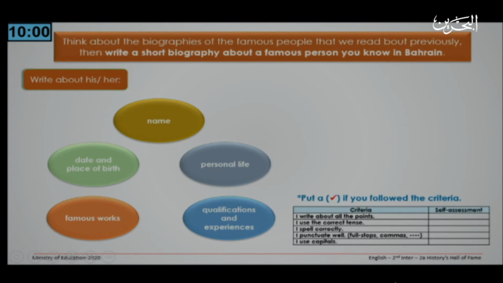In order to be successful, you should write about all the points. You should also use the correct tense, in this case, the past simple tense. You should also spell correctly and punctuate well. By this I mean the correct use of full stops, commas, and other punctuation, and use capital letters whenever needed. You have 10 minutes to finish this task. Good luck.